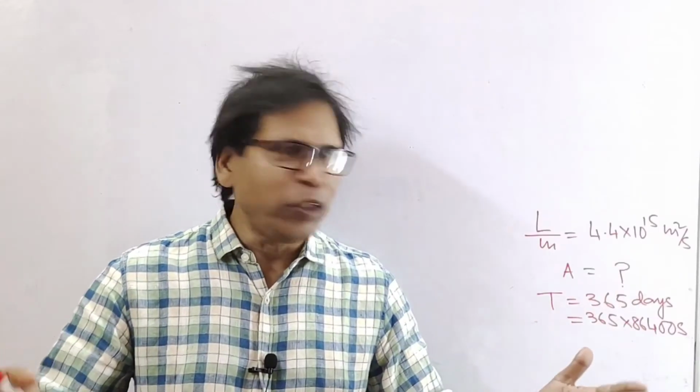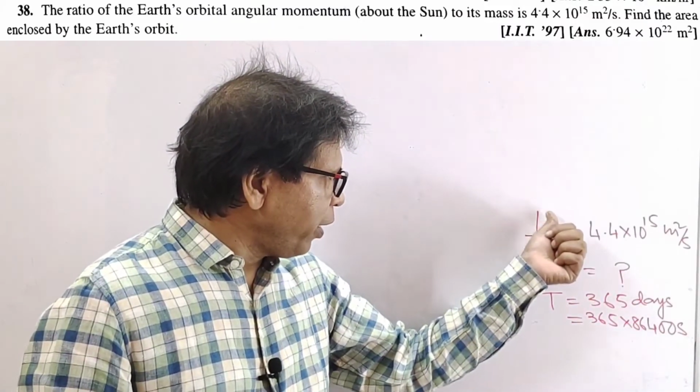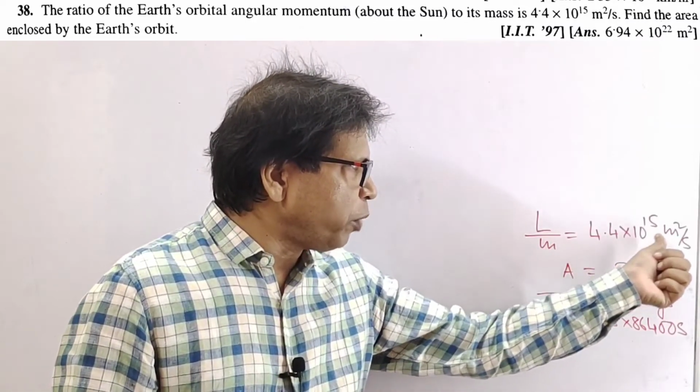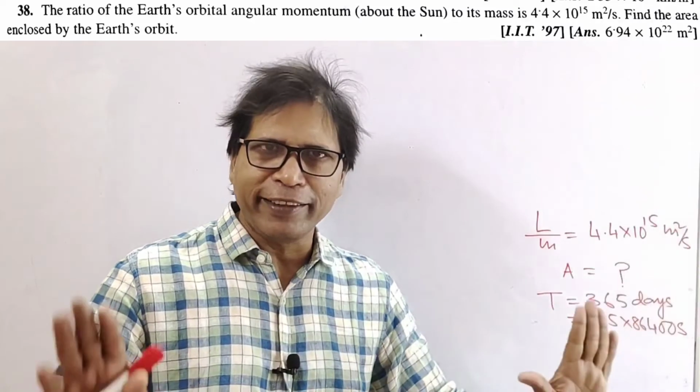Now a numerical. The ratio between the angular momentum and mass of earth is 4.4 × 10^15 meter squared per second.